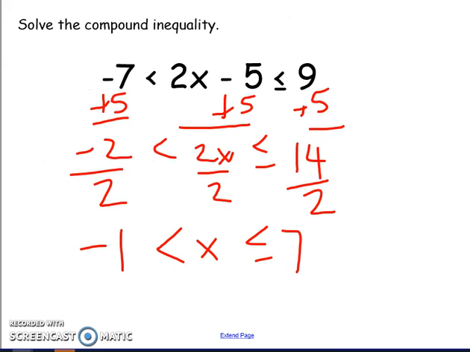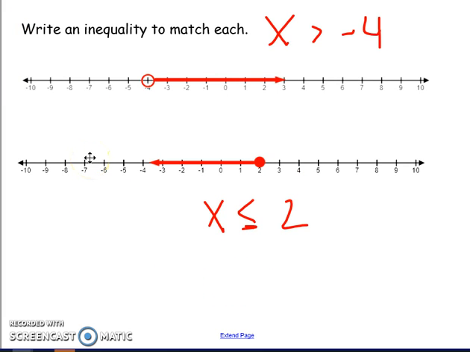If you have a compound inequality, there's 3 parts. So just remember what you do. You want to isolate your variable in the middle. You're going to have 3 different parts, and we're going to end up with 3 parts when we get to the end. And when we're writing inequalities, look at where the number is, open or closed, and what direction the arrow is pointing.